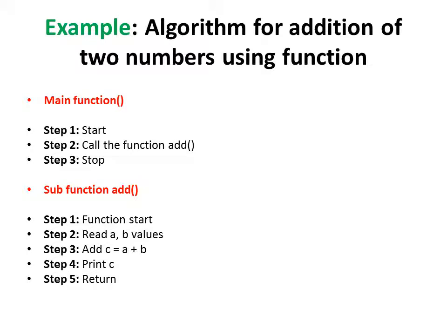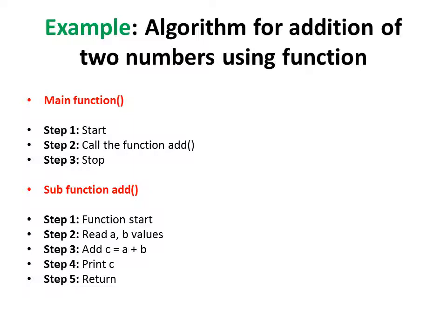Algorithm for addition of two numbers using function. So this is the way of writing algorithms using function. The first thing, I am using the main function. Here I am just calling the function add, and the actual addition process is kept inside the function named add. So here we can use this open and close braces to represent the function. For addition we can get two values, perform the addition, and store the result into C. Then we can print C, and if you want the result returned to the original function, that is the main function, we can use the return statement.